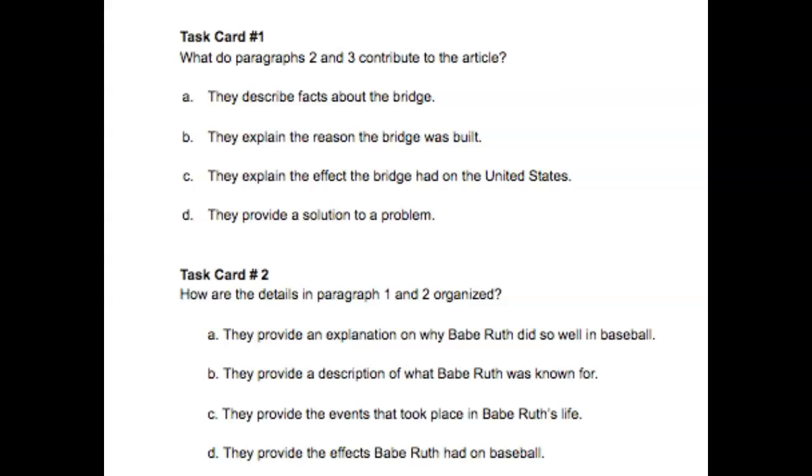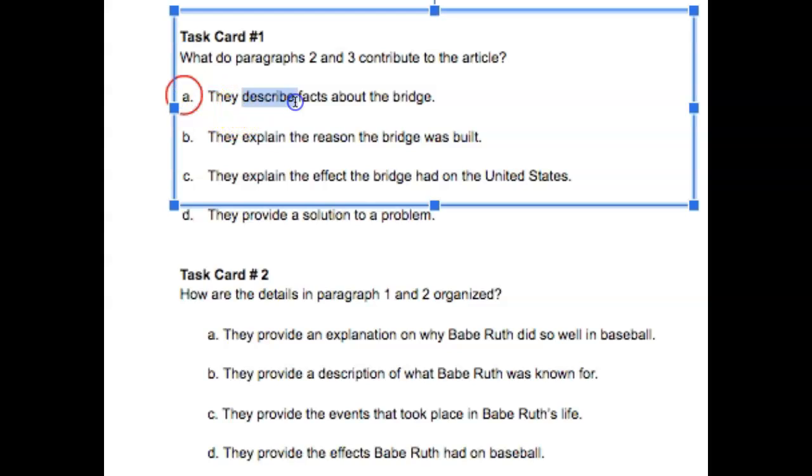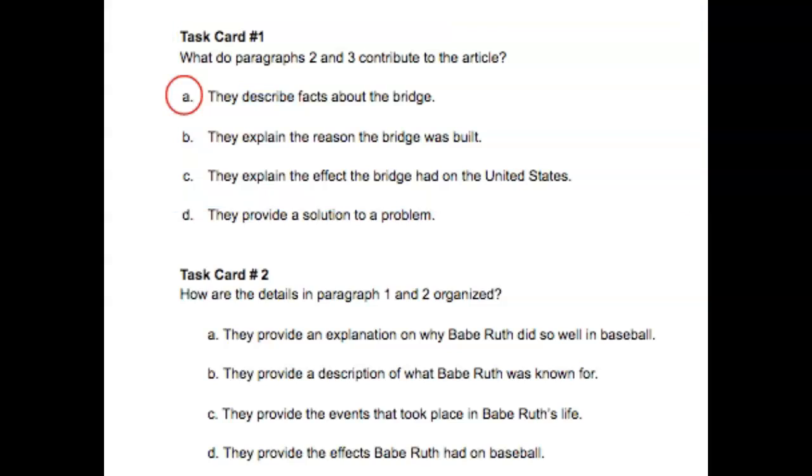And I also know that because it was description. So I'm going to look for my choice that's going to tell me that it's describing facts about the bridge. So let's look at A. They describe facts about the bridge. So that right away matches what I was originally saying. And you can see that it says describe, which is also the text structure.